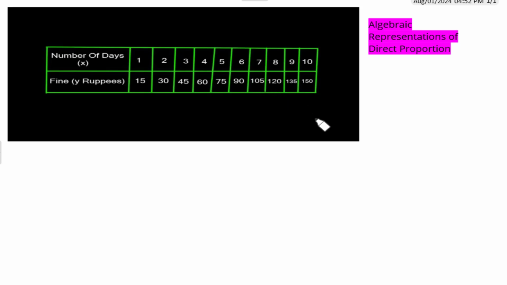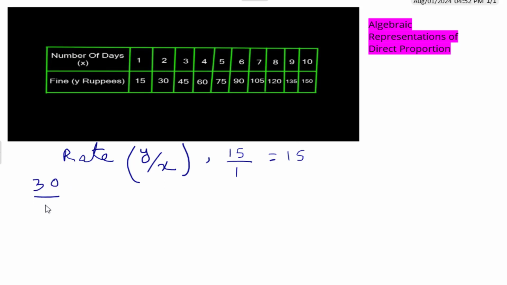Later in that video I introduced a new term, that was rate. So I will use the same statement: we have a rate of y by x. If I have 15 by 1, what will I get? 15 by 1 gives me 15. Then for the next column, y by x is 30 by 2, which also gives me 15.